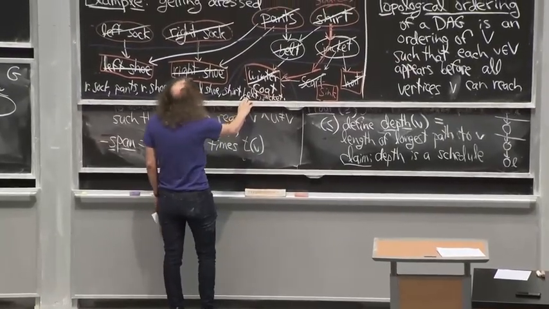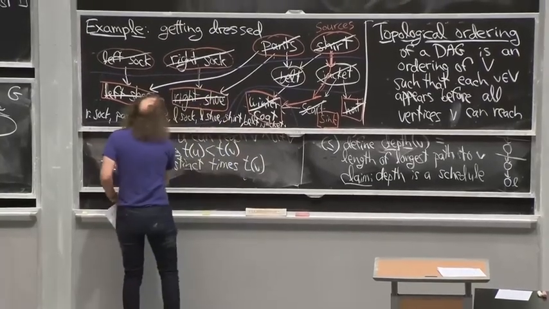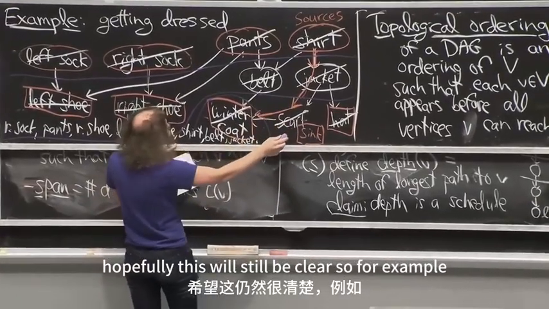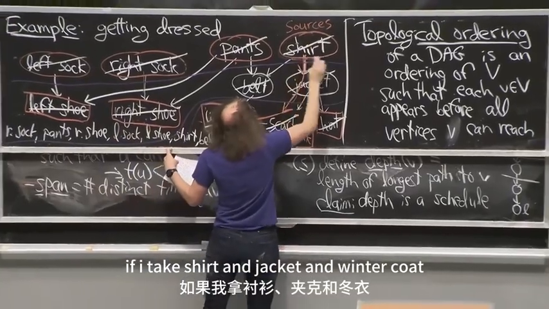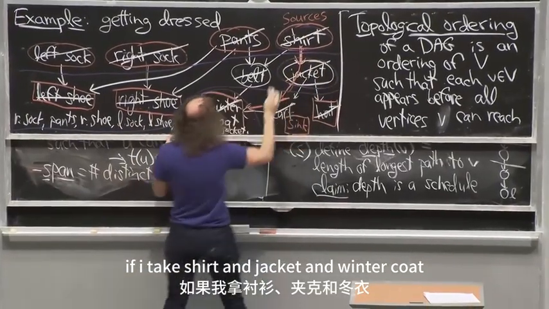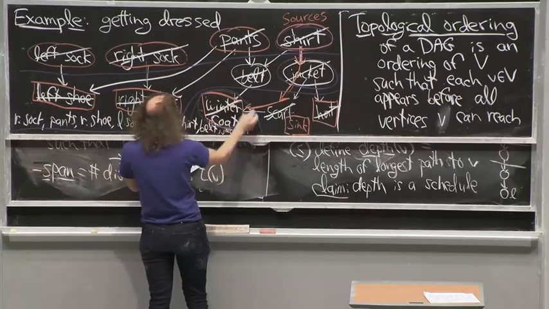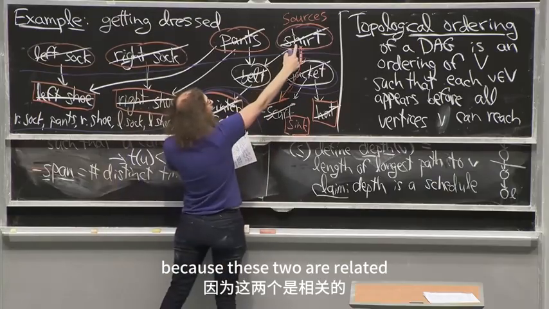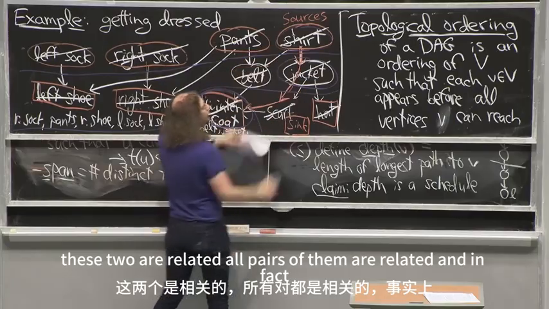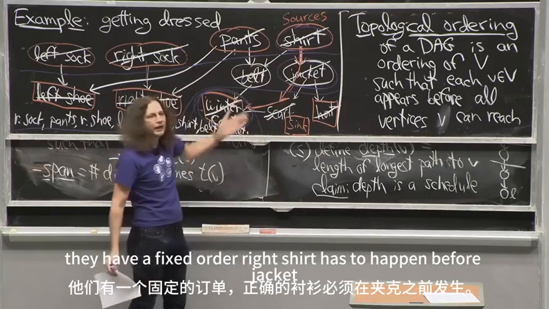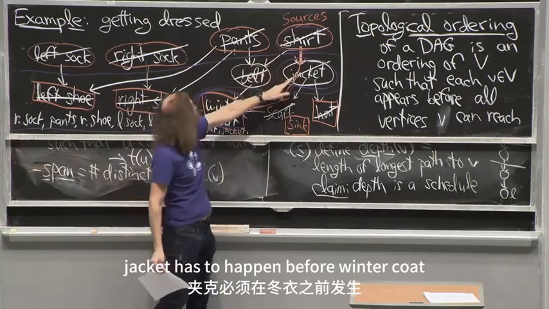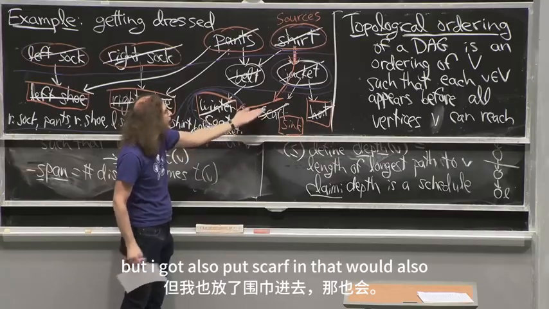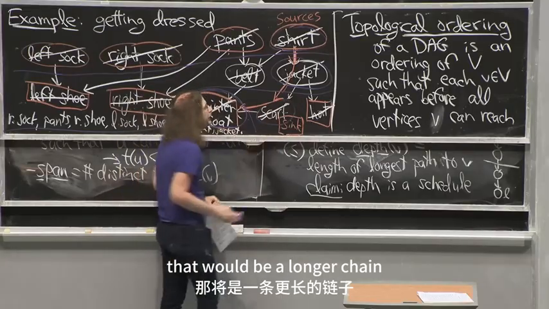So, for example, where's my purple? Oh, need even more colors. Hopefully this will still be clear. So, for example, if I take shirt and jacket and winter coat, these are three vertices, and I claim they form a chain because these two are related, these two are related, these two are related. All pairs of them are related. And in fact, they have a fixed order, right? Shirt has to happen before jacket, jacket has to happen before winter coat. I happened to skip scarf, but I could also put scarf in. That would be a longer chain.